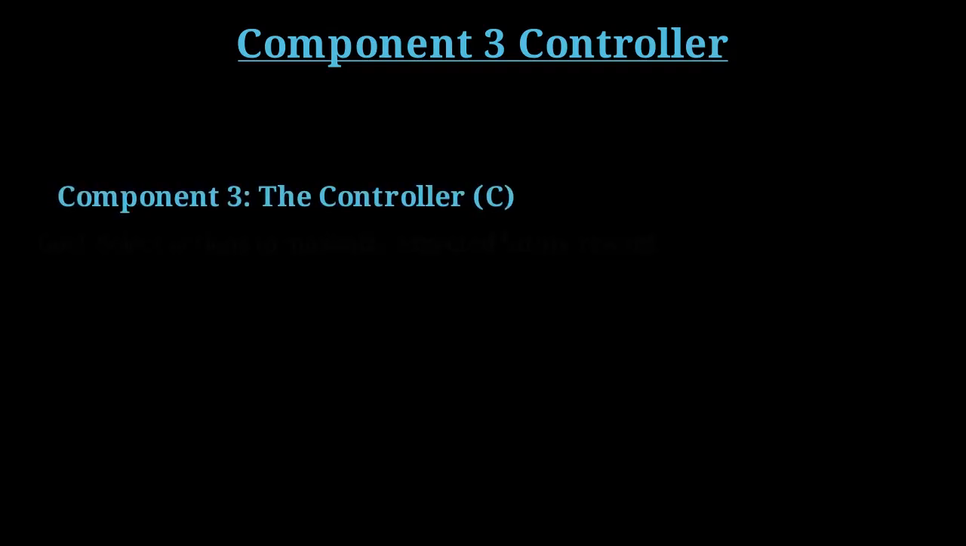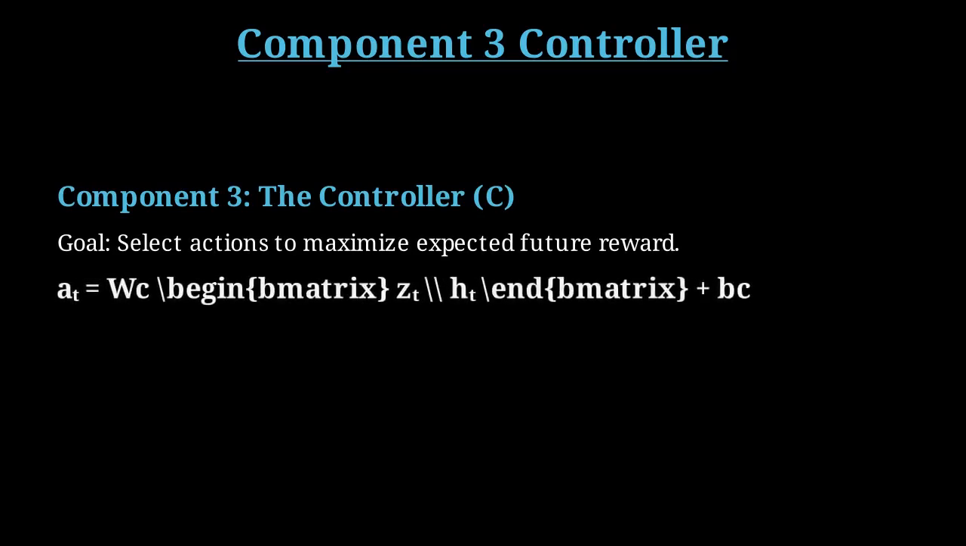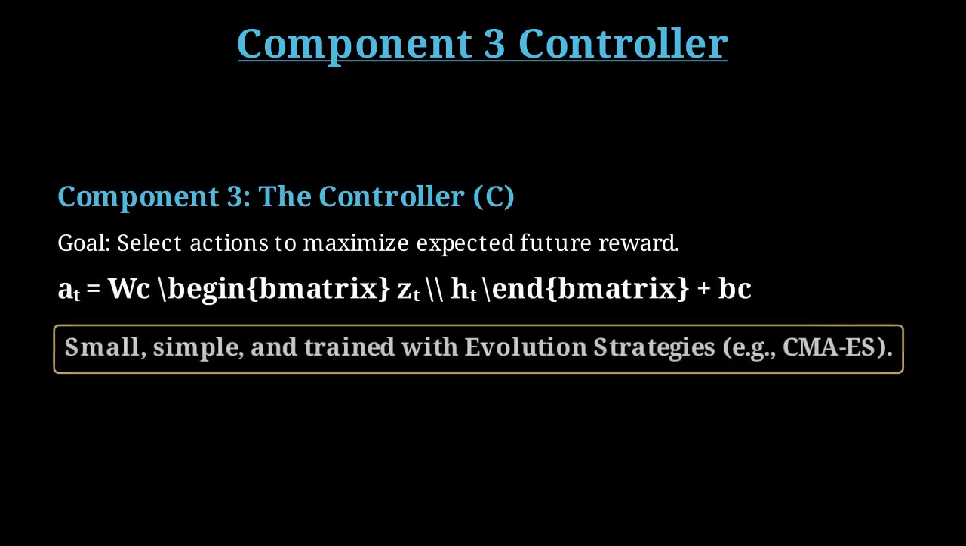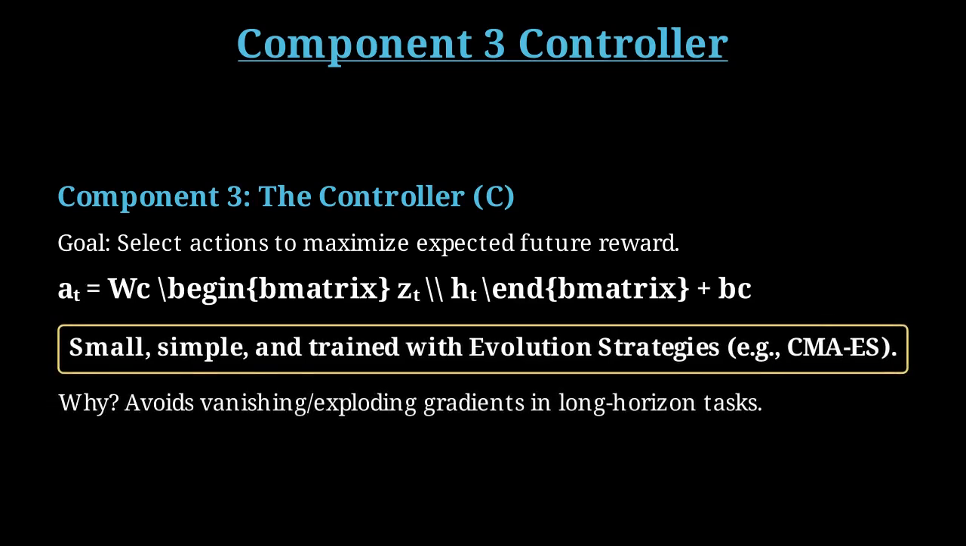Surprisingly, the controller can be extremely simple. The original paper used a linear model with only 867 parameters. It computes an action a_t as a linear function of the current latent code z_t and the RNN's hidden state h_t. The hidden state h_t provides a summary of past events, granting the agent a form of memory.